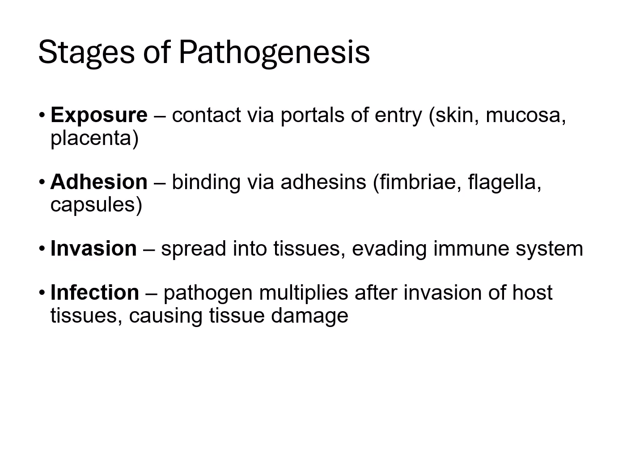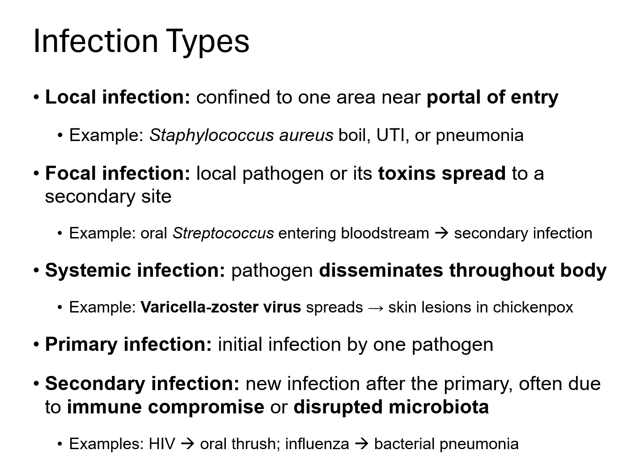As we saw in the previous video, the stages included exposure, also known as contact. Then the pathogen had to stick to the tissues or cells. Once adhesion was completed, invasion allowed the pathogen to spread into the tissues and evade the immune system. And then infection involves multiplication and tissue damage in the host. So after invasion, we have infection when pathogens are growing and multiplying and causing tissue damage.